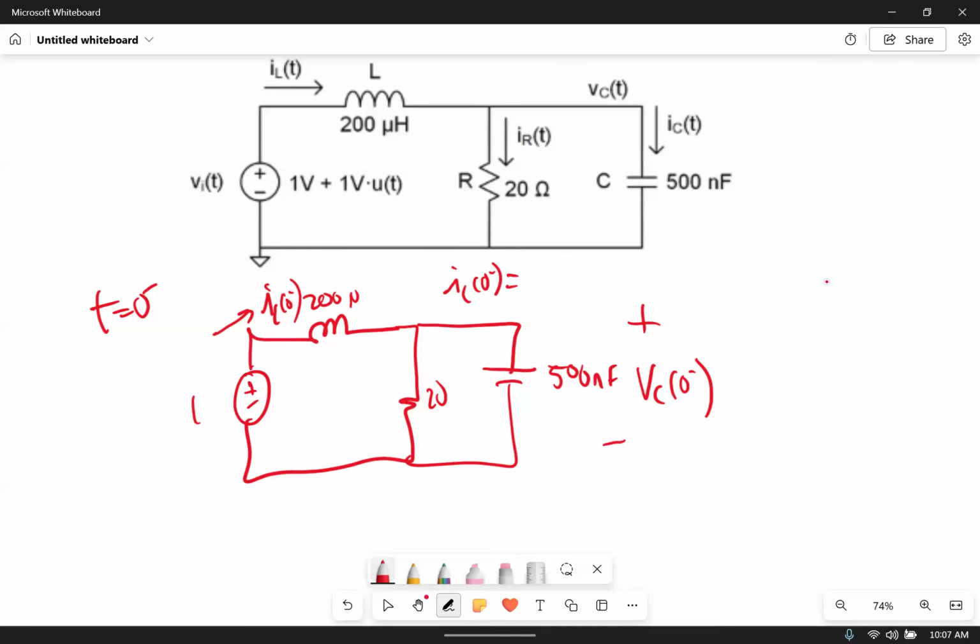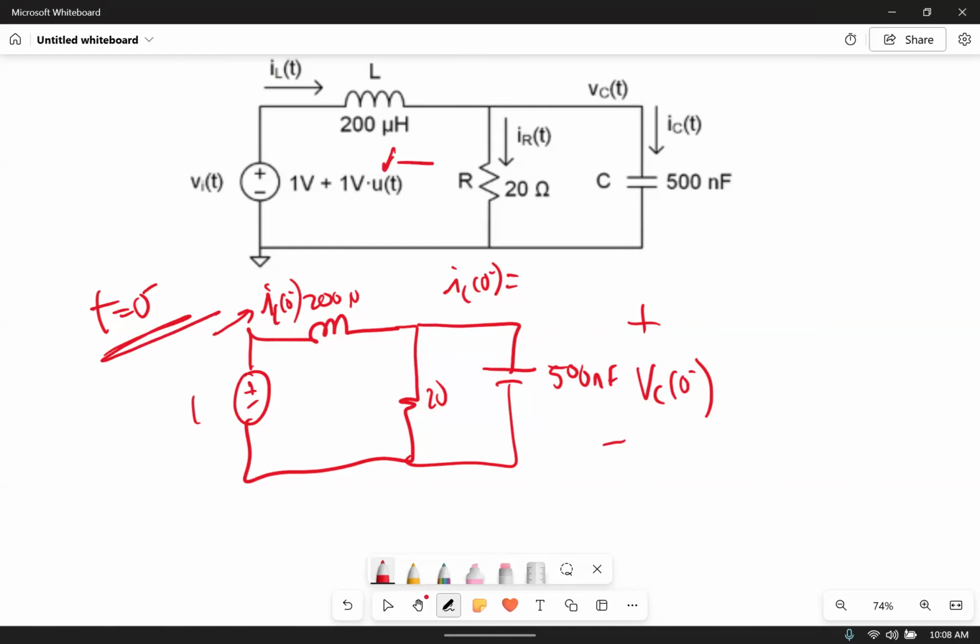So, going back to the source, that 1 volt plus the 1 volt, was this at 1 volt in steady state and then you added an additional volt? That's at T equals 0 minus. I'm just looking for my initial conditions.